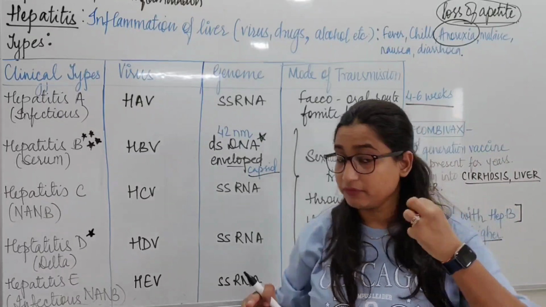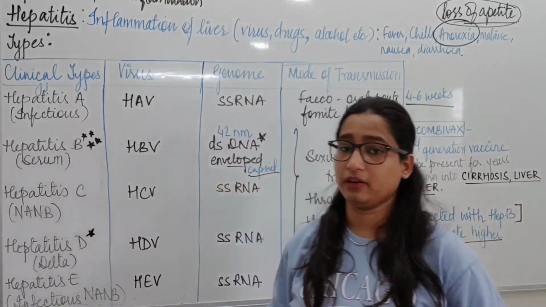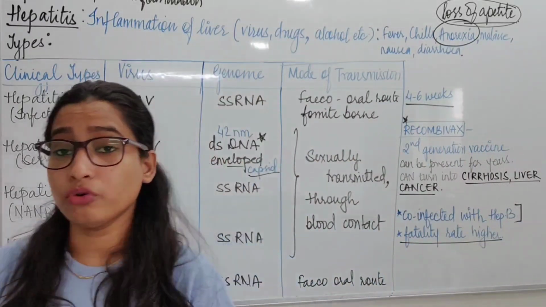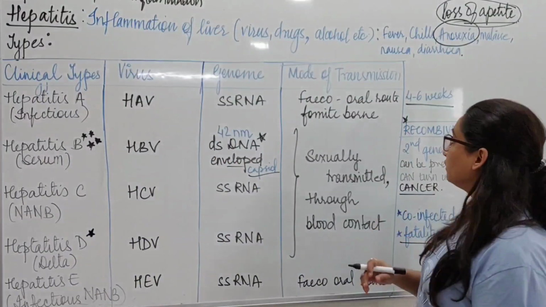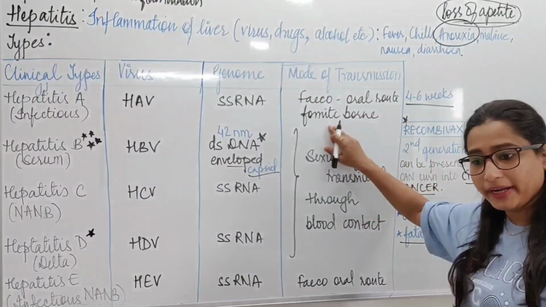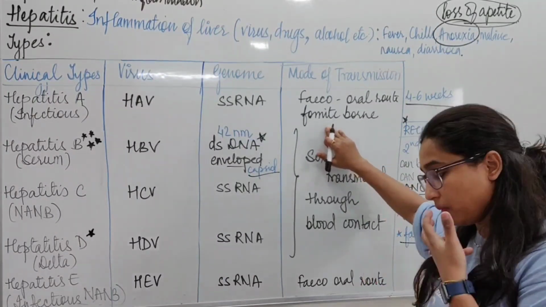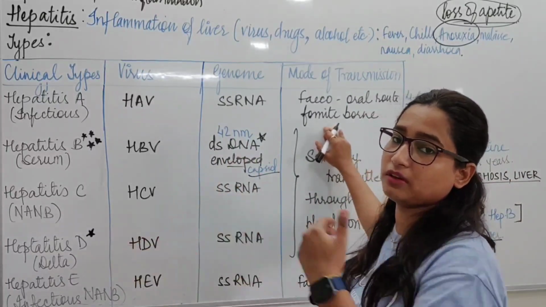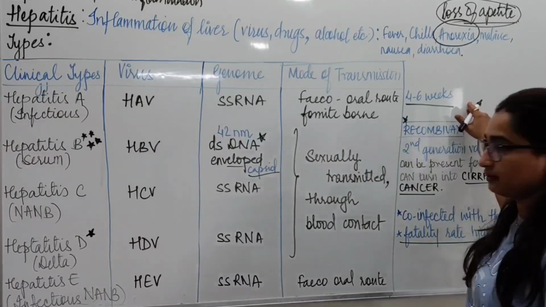The virus from the feces or excretory waste of an infected person somehow, directly or indirectly, travels to the food of a healthy person, and he eats it and becomes diseased. This can also be fomite-borne. Fomite means a person suffering from hepatitis A touches some object, a healthy person touches the same object, and this is how it is transmitted. It usually lasts for 4 to 6 weeks.